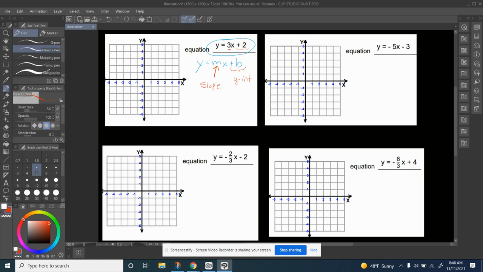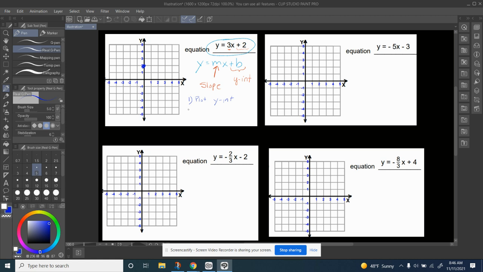So I'm going to come down here. Let's do blue. And let's say number 1 is to plot the y-intercept. So I'm going to take this plus 2. I'm going to go on the y-axis. I'm going to go to positive 2. And I'm going to put my dot.